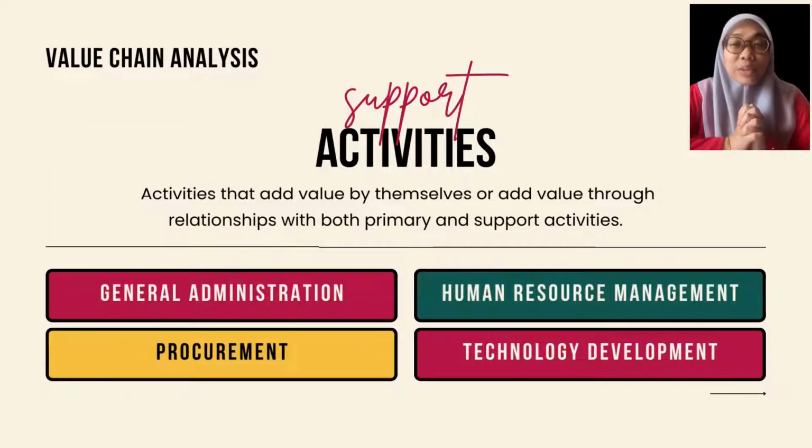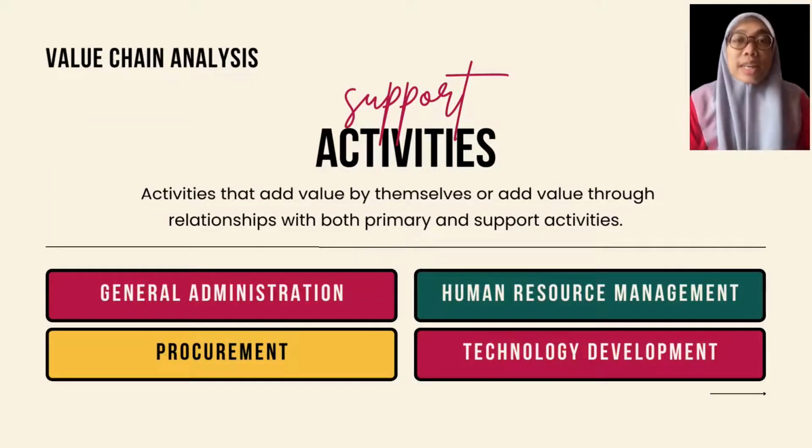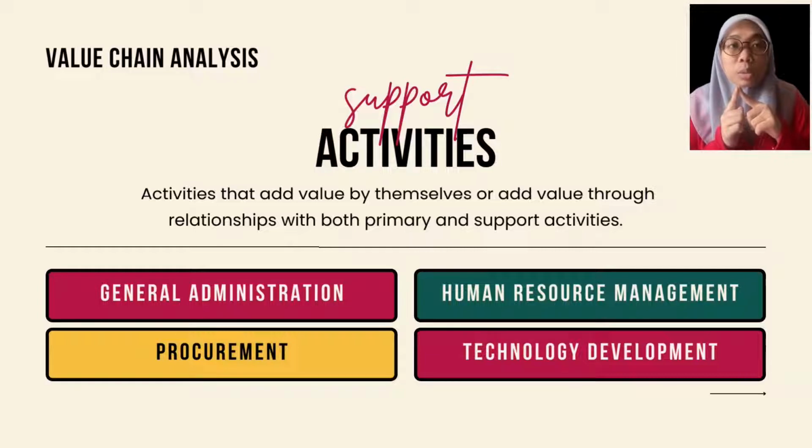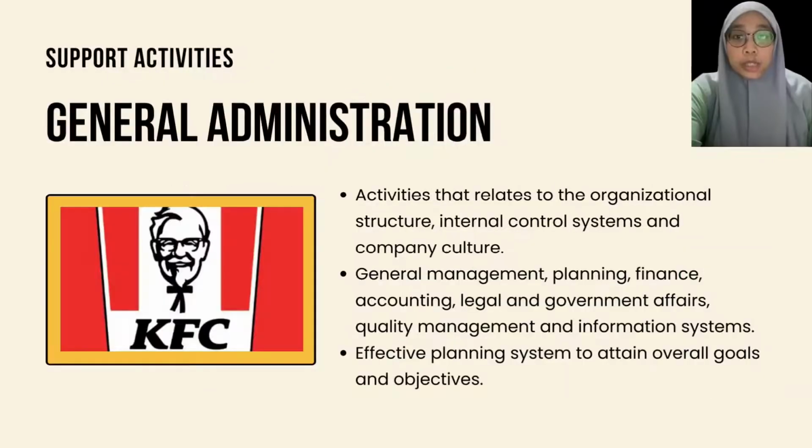Thank you for the great explanation. Moving on to the next slide, which is support activities. What are support activities in the value chain? Support activities either add value by themselves or add value through relationships with both primary and support activities. There are 4 main activities, which include general administration, human resources management, procurement, and technology development, which I will explain further later. Firstly, the general administration.